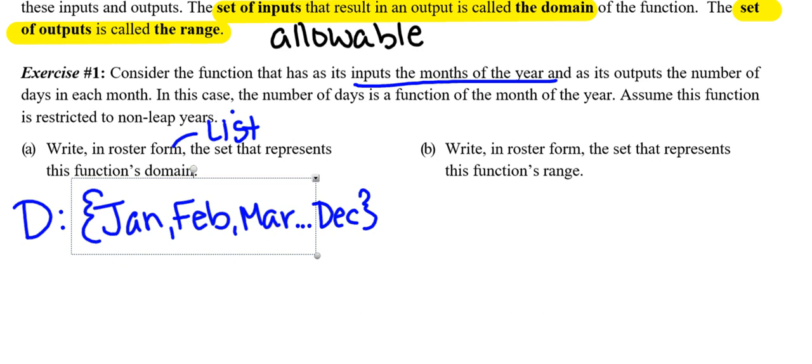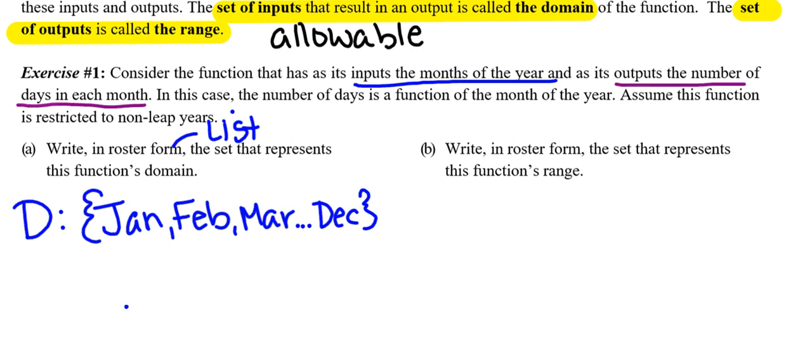It's important to note that many times you can't put things into roster form simply because there are too many things to list, so it's not feasible for that. Now it says write in roster form the set that represents this function's range. So that's the output. So the output is the number of days in each month.